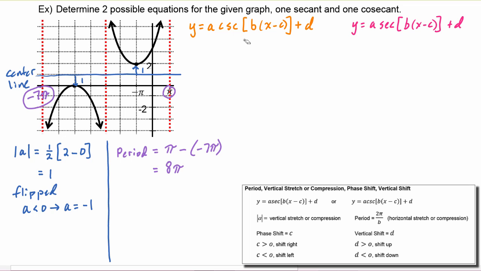Now when we use letter B to compute the period, we know we have to do 2 pi over B. So we need to take the B and cross multiply it up to the right-hand side. We're going to take the 8 pi and cross multiply it down, so the left-hand side becomes 2 pi over 8 pi, which means that B is equal to 1/4.